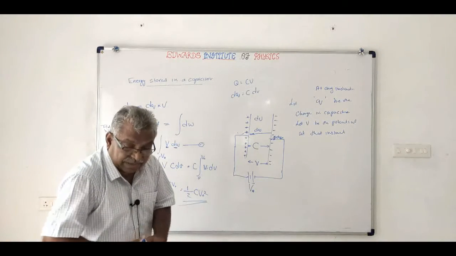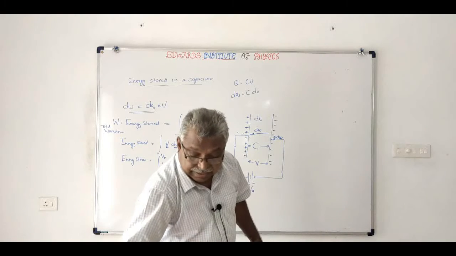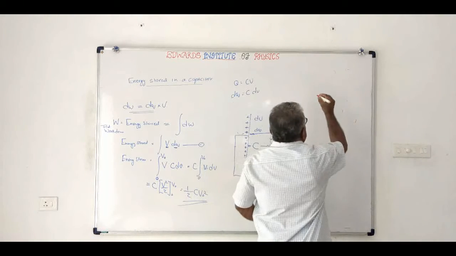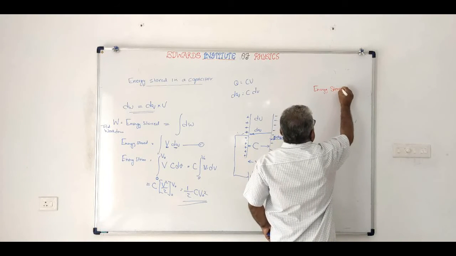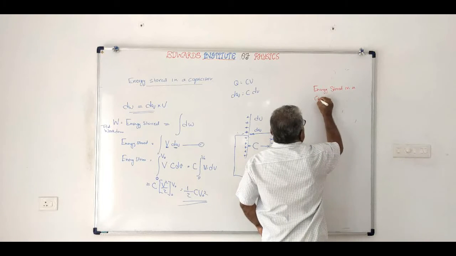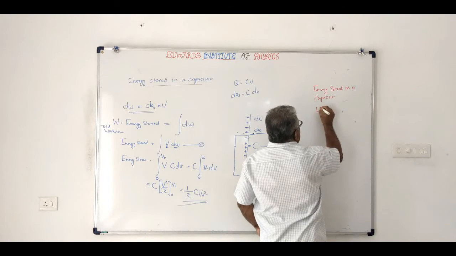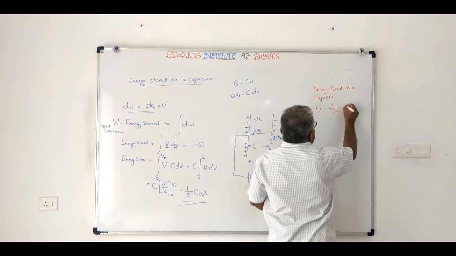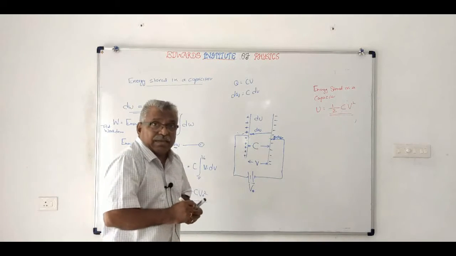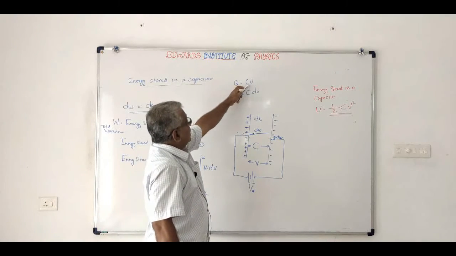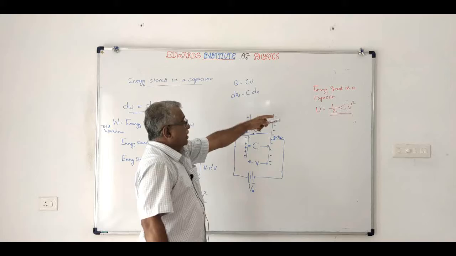So in general we can write the energy stored in a capacitor, U is equal to half CV square. This is one expression. Using Q is equal to C into V, by substituting the value of V, instead of V we can write Q by C, you will get another expression.